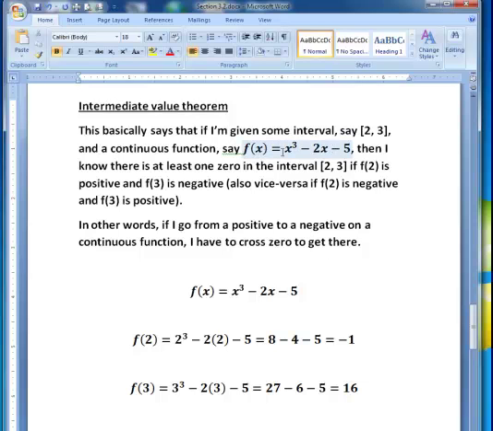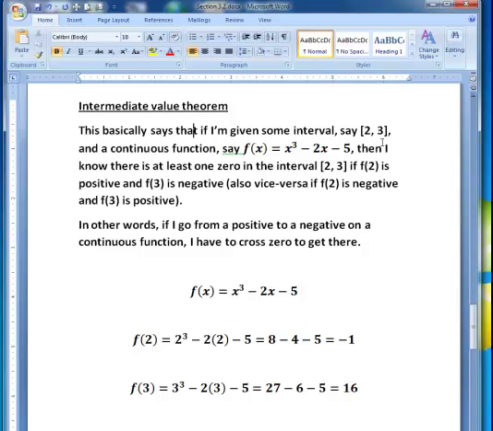And what I'm really looking for is I want to plug in these endpoints, 2 and 3. And say if I plug in 2 and it's positive, and 3 and it's negative, well, to go from positive to negative, I have to cross 0 somewhere in between. And vice versa, say I plug in 2 and it's negative, and then 3 and it's positive, then to go from a negative to a positive, I had to cross 0 as well. And that's what we're really looking for. We're looking for a sign change. We're looking for where we go from a negative to positive or positive to negative, because if we do that, that means that function had to be equal to 0 somewhere in between because it was continuous.